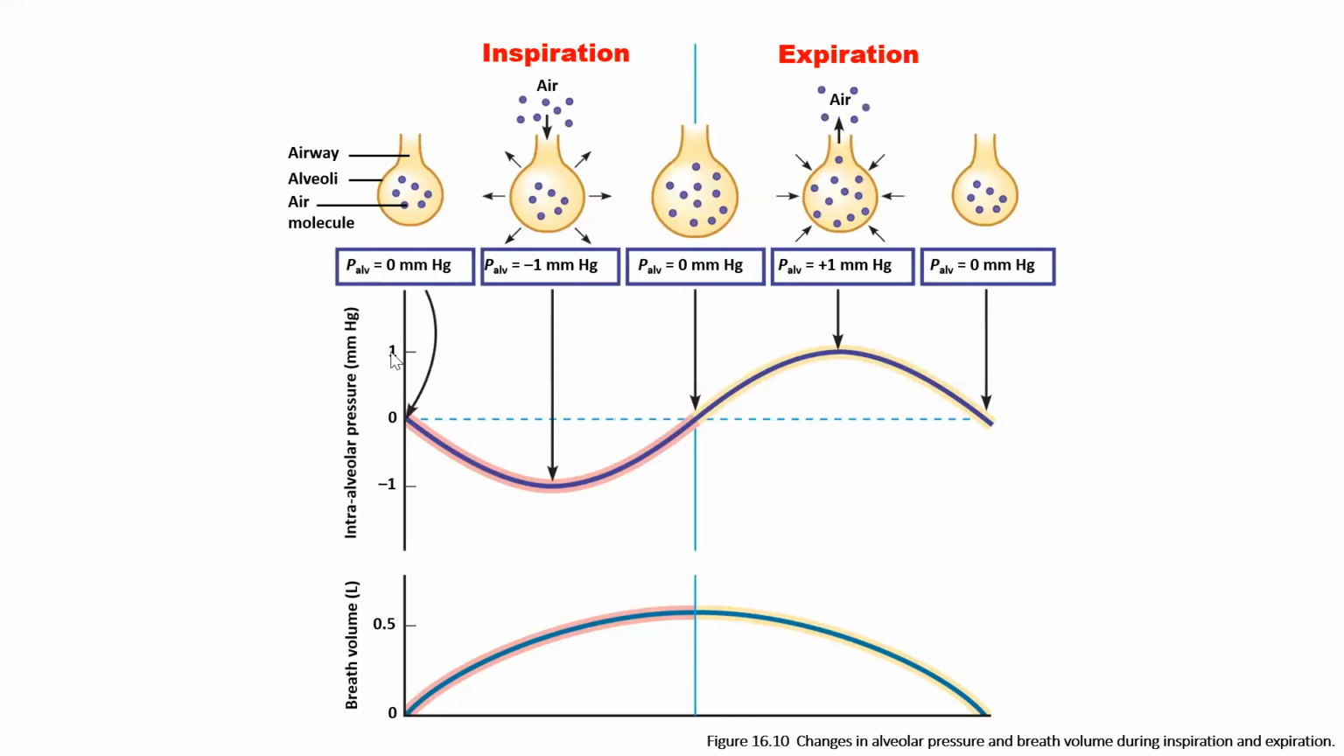So we start from a place of rest, and a place of rest means that there's no pressure gradient. In other words, there's no flow. So our intraalveolar pressure is 0. Our atmospheric pressure we know is already set at 0. And so we have no gradient. In other words, we have no flow, right?